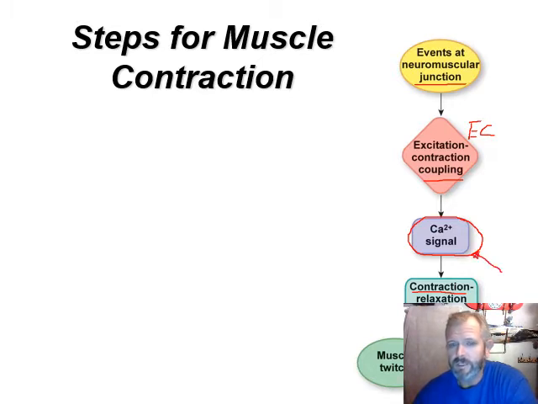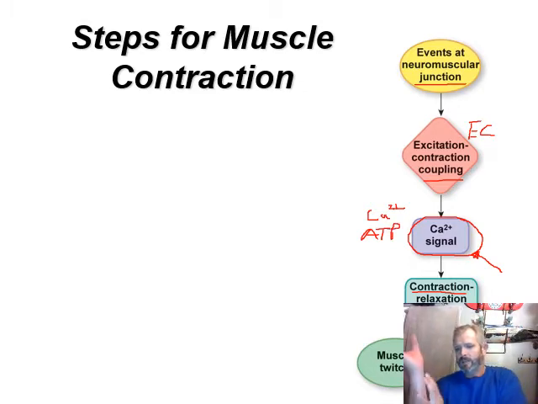Okay, we're going to need two main molecules to make this take place. We're going to need calcium, right? We get that from the sarcoplasmic reticulum, and we need ATP because we got to have energy to be able to cause those myosin heads to pivot, to do what's called the power stroke, to be able to pull those actins.